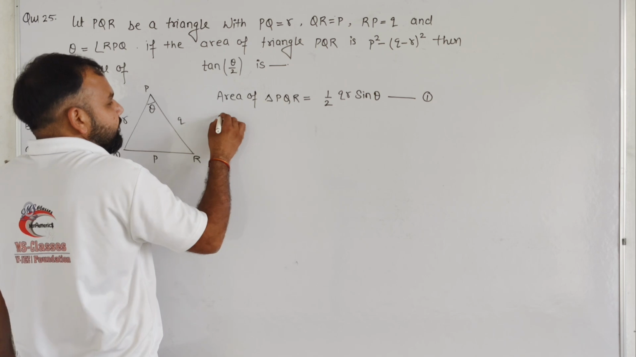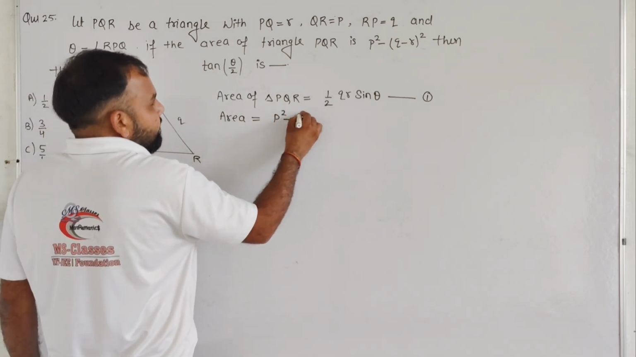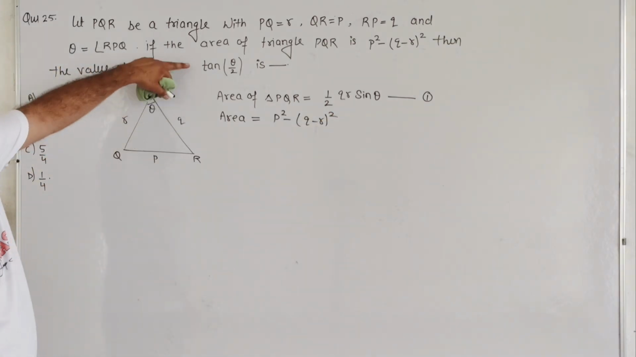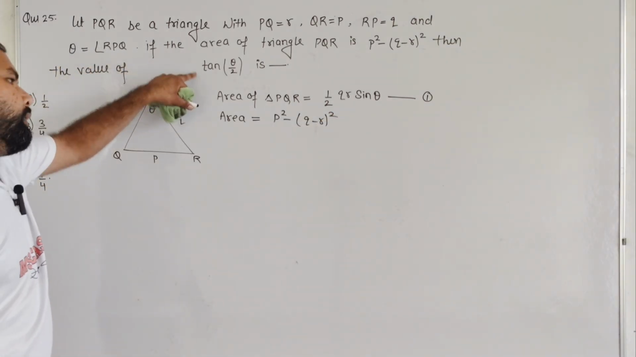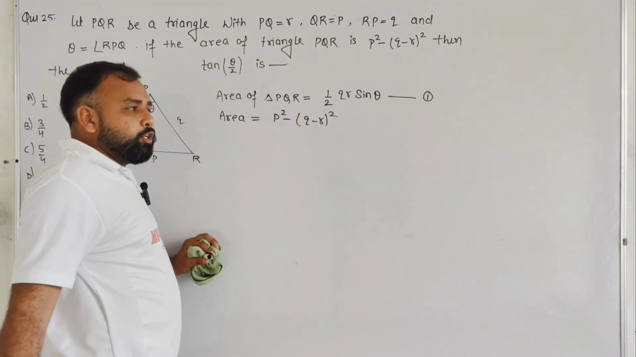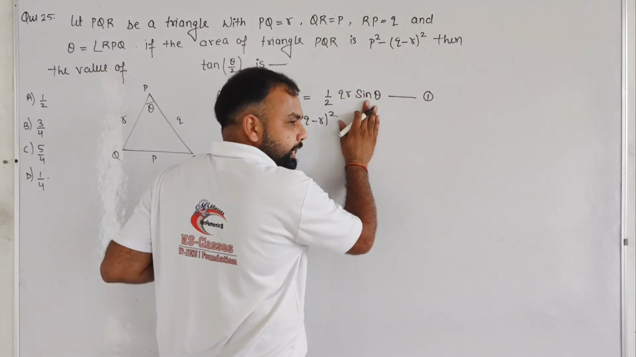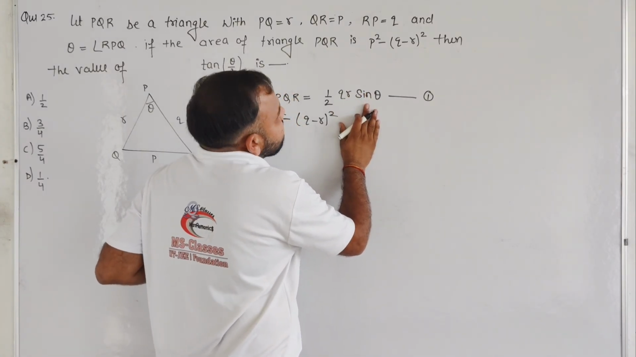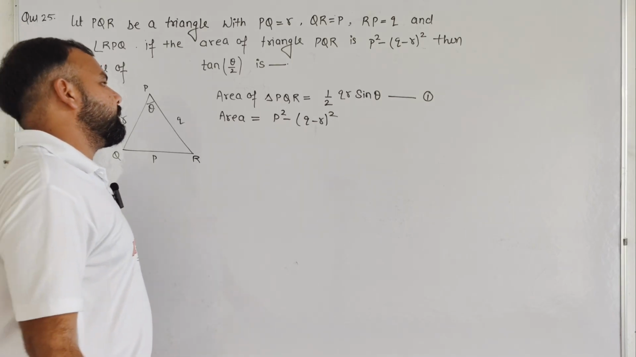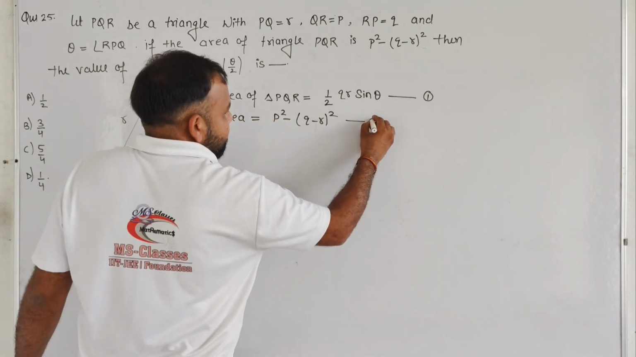And the area is also given, that is p square minus q minus r whole square, and you need to calculate tan theta by 2. So student, it is confirmed that we need to apply the half angle formula over here. Sine theta, by the half angle formula, is 2 times sine theta by 2 cos theta by 2. Okay, let it hold on. So it is equation second.